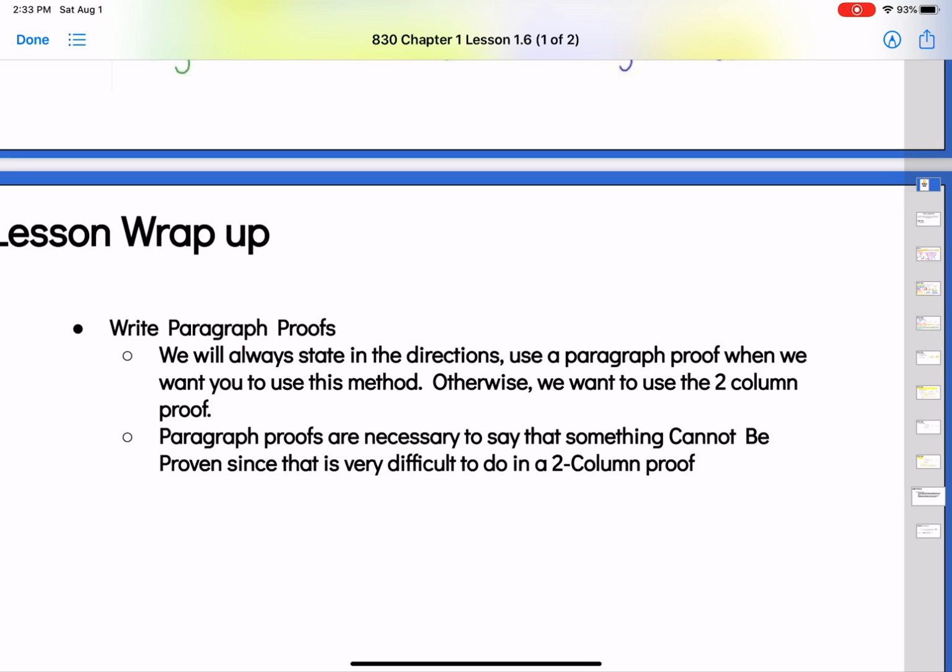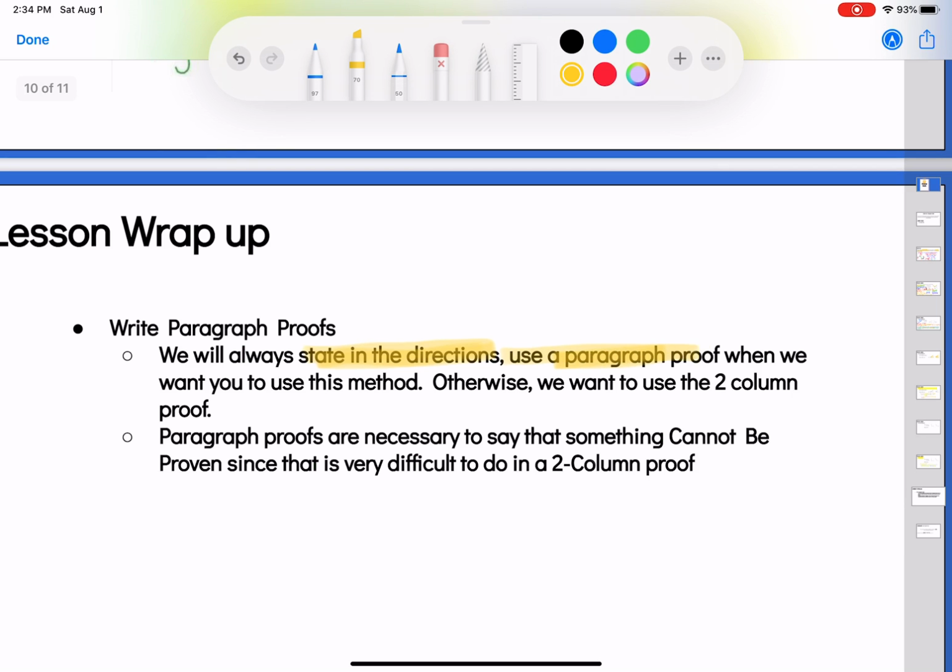All right, so just to wrap up here, a lot of questions we get after we've learned paragraph proofs is, do we have to use paragraph proofs all the time? How are we going to know? And so here's the deal. Today, on your homework, on your practice from this lesson, you're going to use a paragraph on every single proof. But after that, the only time I want you to use a paragraph proof is when the directions specifically state that we need to use a paragraph proof. Otherwise, use a two-column proof every time.